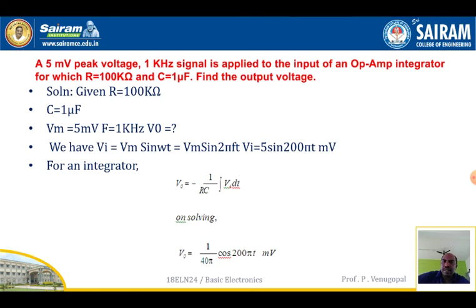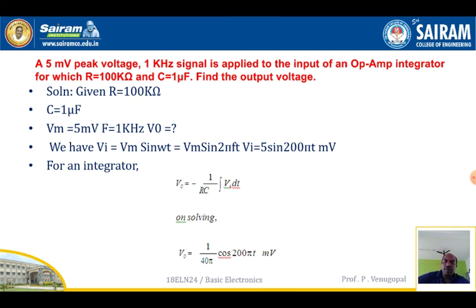It is very simple. Next, this is the problem on the op-amp as an integrator. A 5 millivolt peak voltage, 1 kilohertz signal is applied to the input of an op-amp integrator, for which R is 100 kilo ohms and C is 1 microfarad. Find the output voltage. First write the constants given in the problem. Vm is equal to 5 millivolts, f is equal to 1 kilohertz, and V0 is what we are going to find. The input is a sinusoidal voltage. Therefore, Vi is equal to Vm sin omega t, and substituting omega is 2 pi f, we get Vi is equal to 5 sin of 200 pi t millivolts.